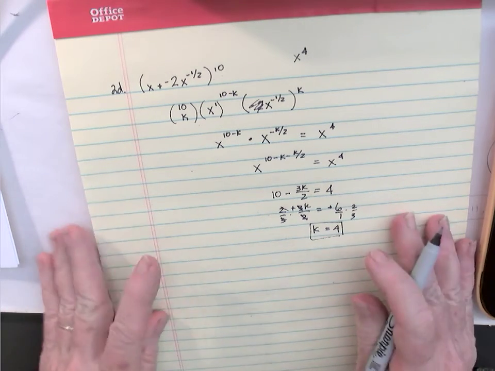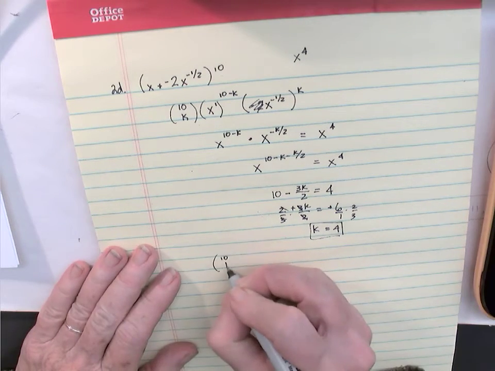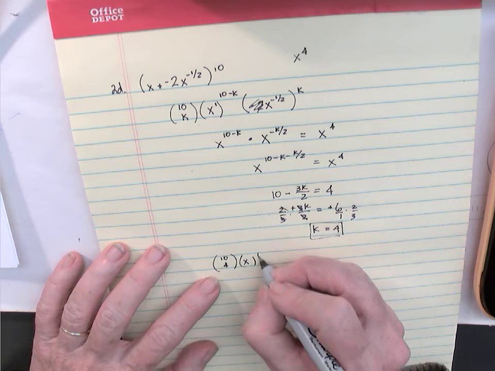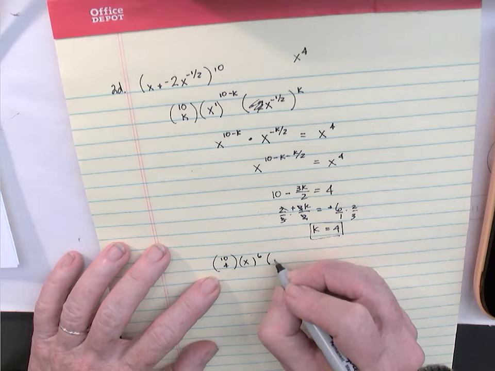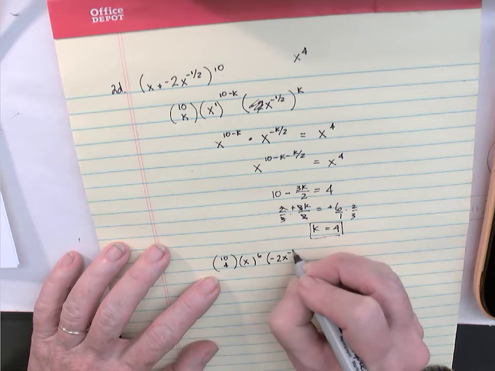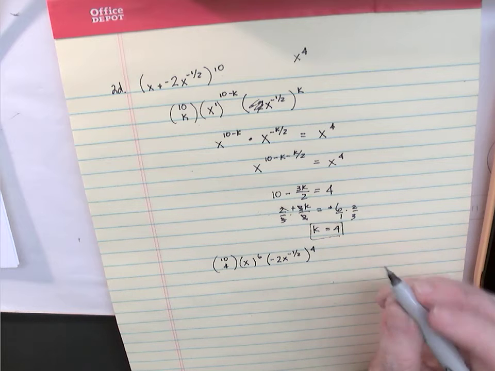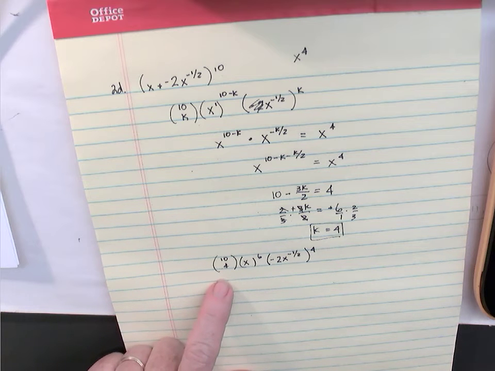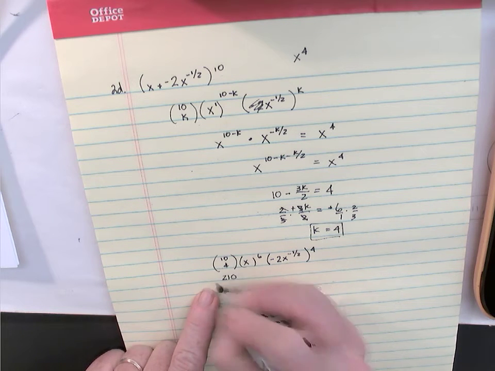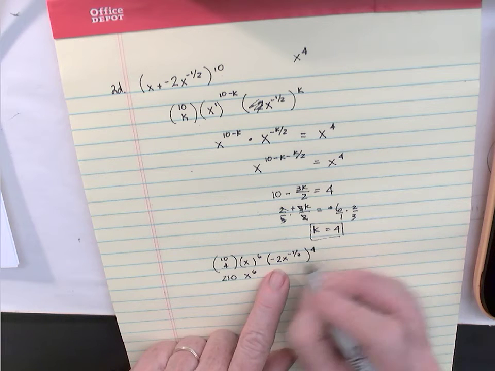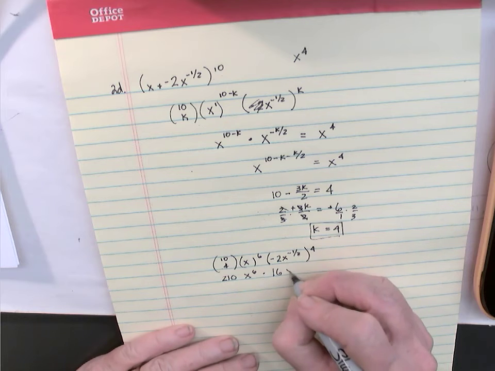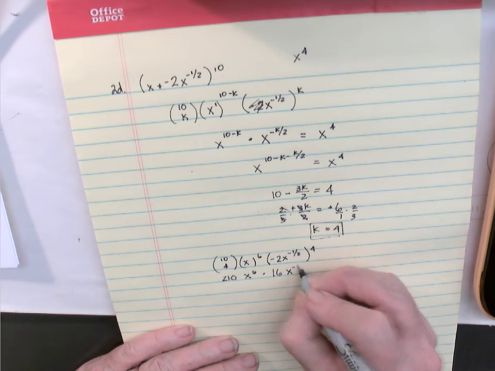Okay, so now we know this. So now I can write this as 10 choose 4. I'm going to have x to the 10 minus 4, which is 6, and I am going to have negative 2, x to the negative 1/2 to the fourth. And let me tidy this up. So 10 choose 4. 10 choose 4 is 210. This is going to give me x to the 6th. Negative 2 to the fourth, I know, is 16. And when I multiply these exponents, that's going to give me x to the negative 2.